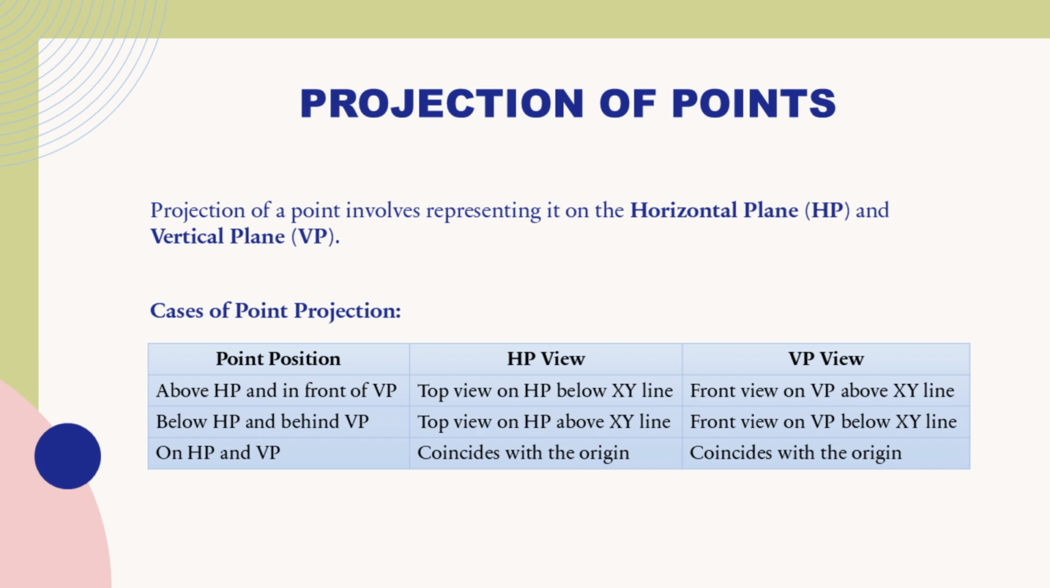Projecting a point might seem simple, but it involves carefully representing its position on horizontal and vertical planes. A point can be above or below the horizontal plane, in front of or behind the vertical plane. By mapping these positions, engineers can precisely locate a point's coordinates in 3-dimensional space. This foundational skill becomes crucial when dealing with more complex geometric representations.